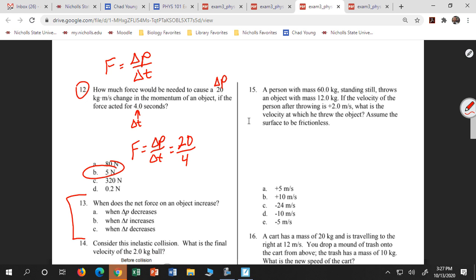Likewise here, some conceptual questions that you'll probably see. So when does the net force on an object increase? Well, the net force can be increased by either making this smaller or this bigger. Right? If I make the denominator smaller, F gets bigger. So that's the answer, actually. If I make delta P smaller for A, that doesn't make F bigger. And if I make the denominator bigger, that doesn't make F bigger either. That actually makes it smaller.